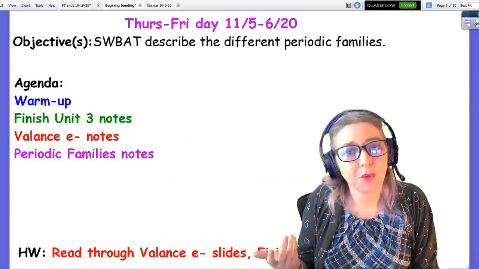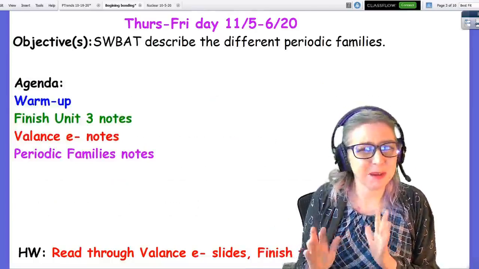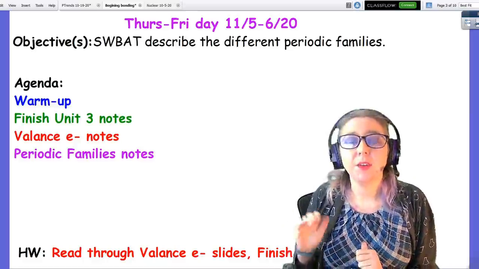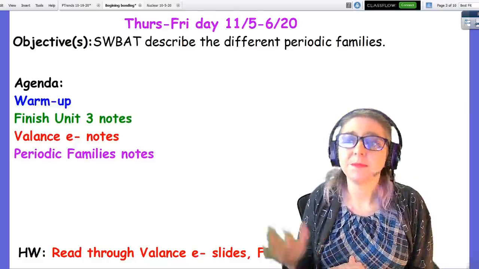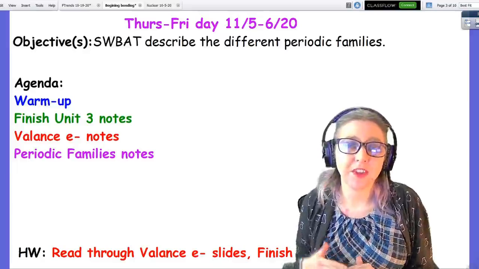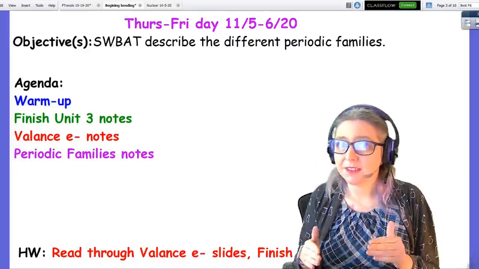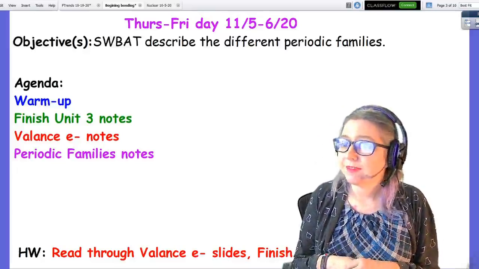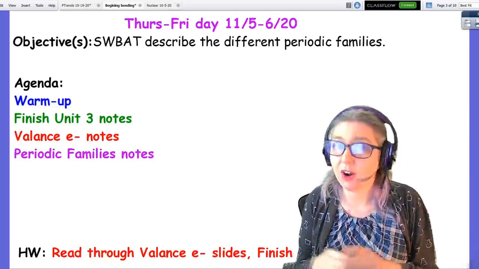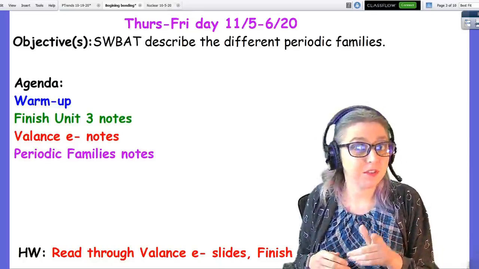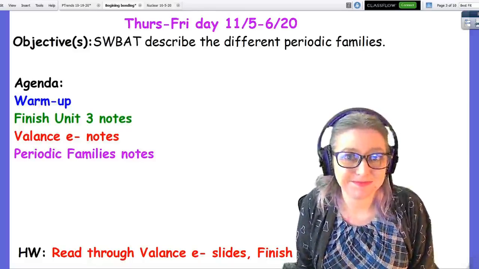So once we finished our warm-up, we then went and finished our Unit 3 notes because we had like 3 more slides. And then we went on to talk about valence electrons and your homework assignment with that. And we went over the periodic families. So your homework, your first assignment of marking period 2, is the Bohr model PDF, is to finish your Bohr model PDF. You've already started it. You've done more than half of the work. You did the hard part of the work. Now you just need to finish that table at the bottom.